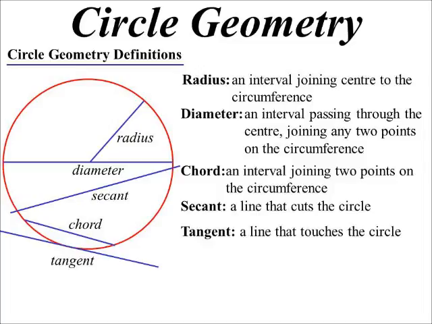A secant keeps going. Tangent, well, we certainly know what that one is by now. That line just touches the circle, so it only has 1 point of contact with the circle.